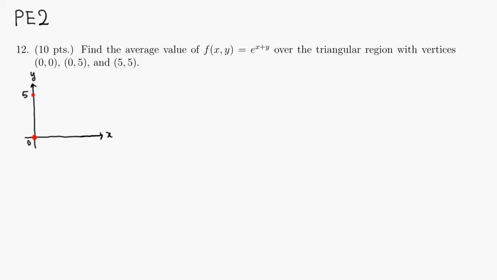And (5, 5) is going to be up here, where this is 5 right here. Then the y coordinate is also 5, so I'm going to just draw a triangle. It's going to look like that. So this is the triangular region.